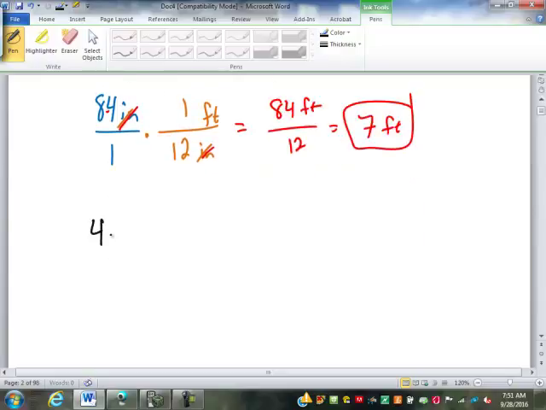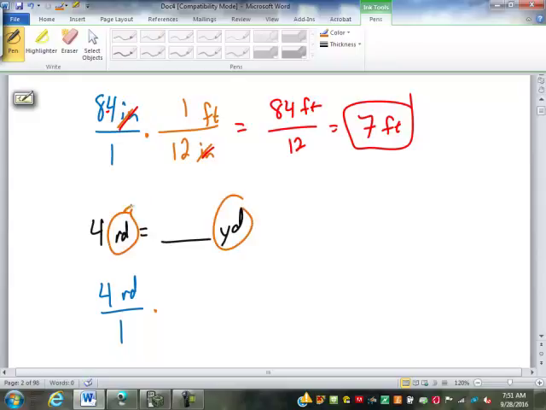If I told you we have 4 rods, and I want to know how many yards that is, can anybody tell me right off the top of their head, what do you do? Okay, you do multiply. First of all, how would you know that you multiply? If you look at the units, as I go from rods to yards, is that unit getting bigger or smaller? Smaller. A yard is smaller than a rod. The unit's getting smaller, so the number has to get bigger. So we're going to have to multiply the number.